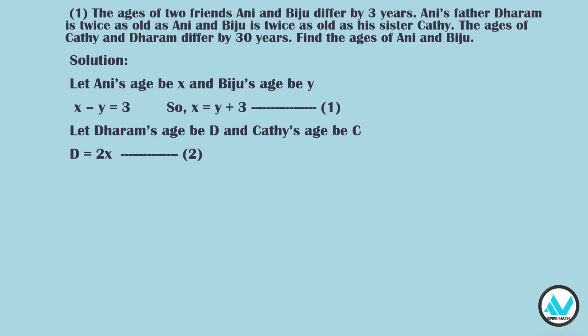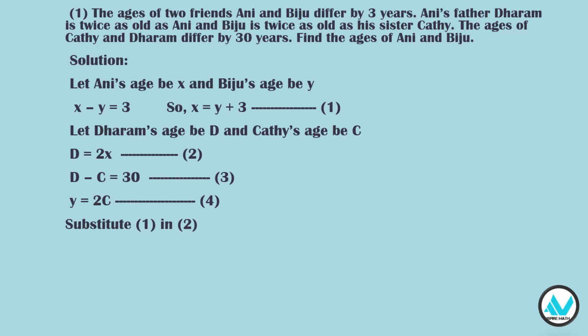Now from the fourth condition, Kathy and Dharam differ by 30 years. So d minus c equal to 30. Now from the third condition, Biju is twice as old as his sister Kathy. So y equal to 2c. I have named all these equations as 1, 2, 3 and 4. Now let us see the next step.